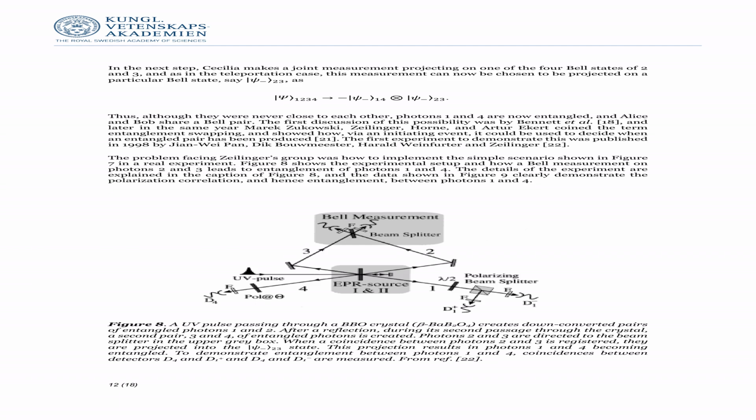Figure 8. A UV pulse passing through a BBO crystal creates down-converted pairs of entangled photons 1 and 2. After a reflection, during its second passage through the crystal, a second pair, 3 and 4, of entangled photons is created. Photons 2 and 3 are directed to the beam splitter in the upper gray box. When a coincidence between photons 2 and 3 is registered, they are projected into the psi minus 2, 3 state. This projection results in photons 1 and 4 becoming entangled. To demonstrate entanglement between photons 1 and 4, coincidences between detectors D4 and D1 plus and D4 and D1 minus are measured. From Ref 22.